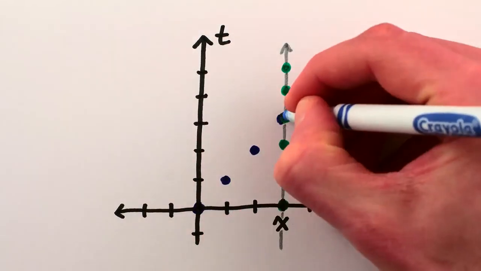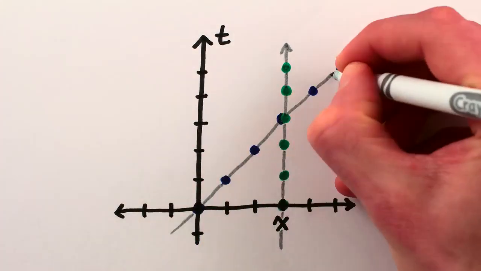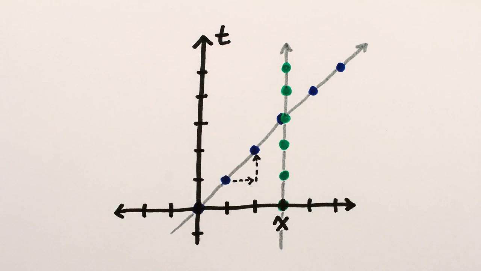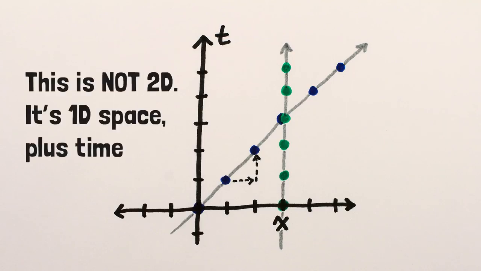For something moving 1 meter per second to the right, we draw a line that goes 1 meter to the right for every second that transpires vertically. It's important to note that we're not saying that the object is moving through 2D space along a 45-degree line. The object is moving purely one-dimensionally along the x-axis, and we're just showing those different one-dimensional positions as time passes.